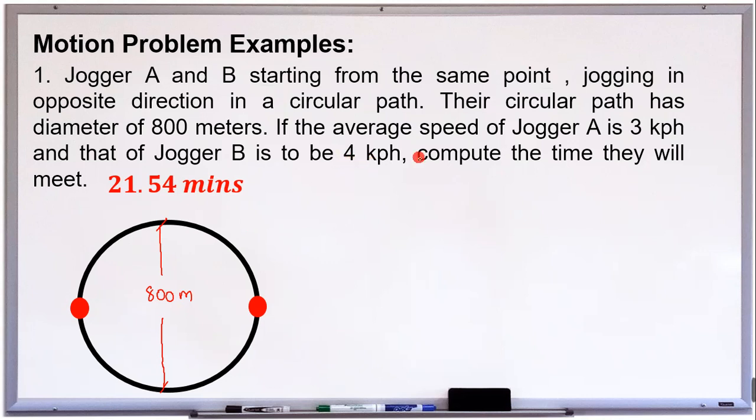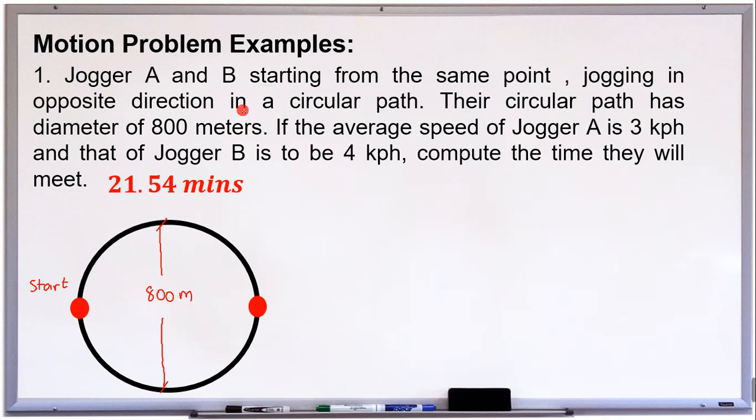So next, we'll continue. If the average speed of jogger A is 3 kilometers per hour and that of jogger B is 4 kilometers per hour, compute the time they will meet. Now, in analyzing a motion problem, make sure to start your solution by illustrating the problem, just like what I have here in my slide. So I draw a circular path. This red dot represents the starting point of these two joggers. We have A and B.